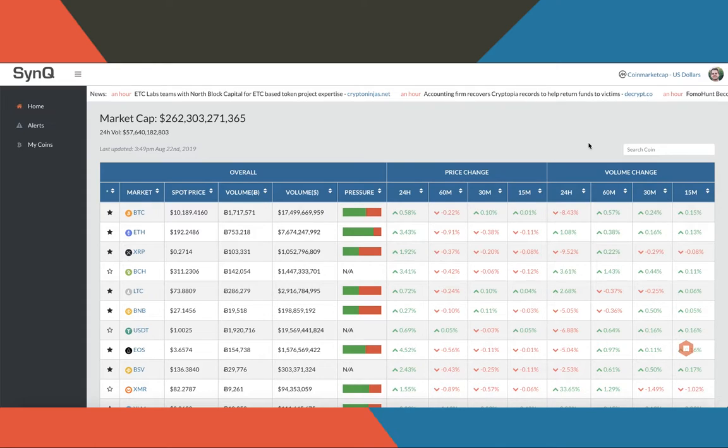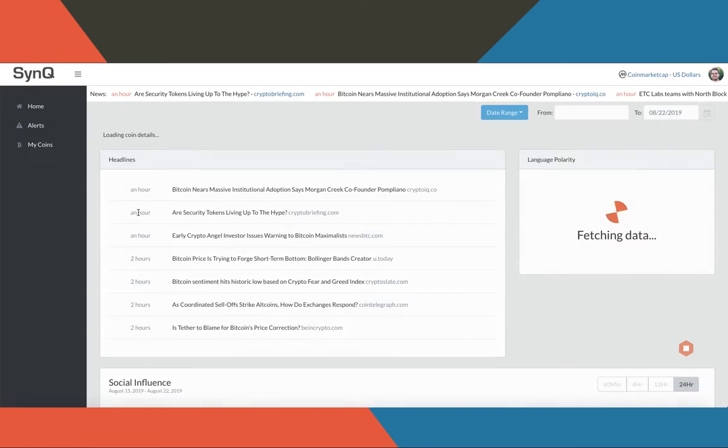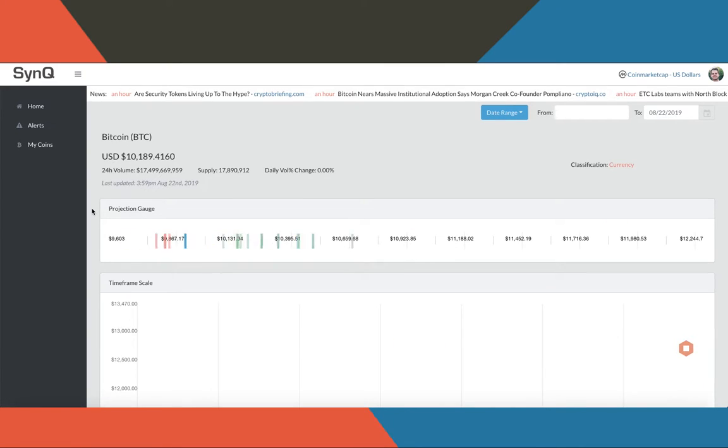Now what we're on right now is the home page, which you'll see every time you log in, but the coin details page is found by clicking on one of the coins that you are following. Now to follow a coin, you're going to click on my coins and add them, or you can simply star them here. But we're just going to go ahead and click on Bitcoin since I already have that in my coins. Now the coin details page is pretty awesome.